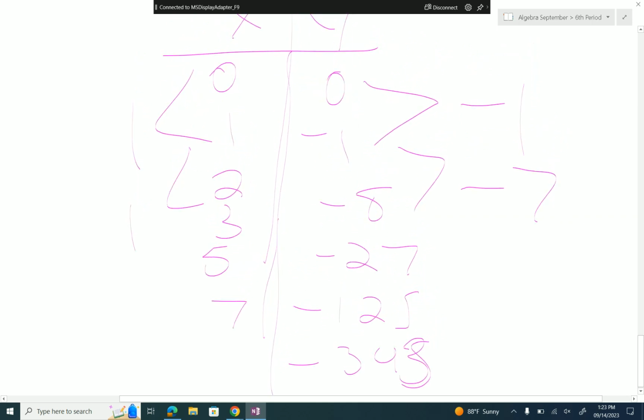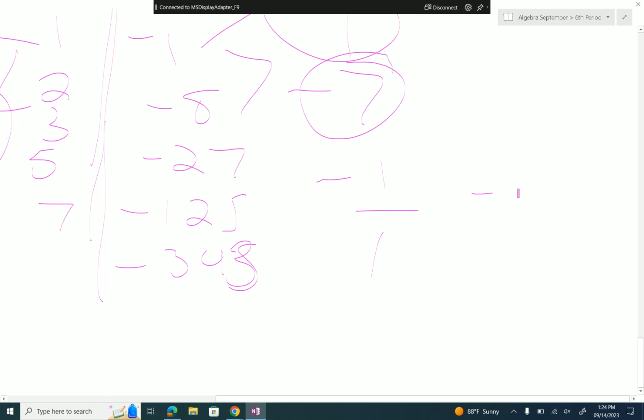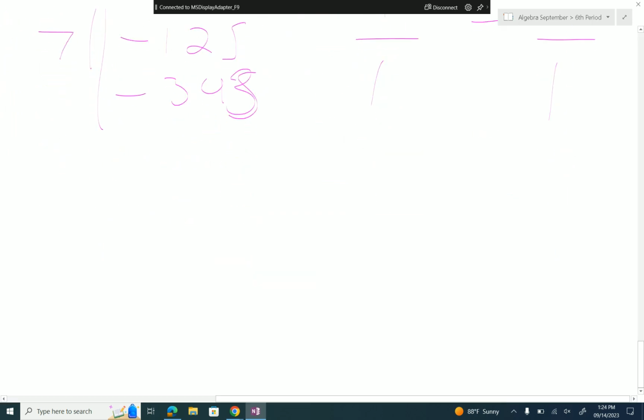So, now I'm going to ask you. My change in y here was -1. My change in x was 1. And then my change in y was -7, and then it was 1 for x. So, are these the same slope? What do we think? -1 over 1 and -7 over 1. Is that the same number? No. So is this a linear function? No. Not a linear function.